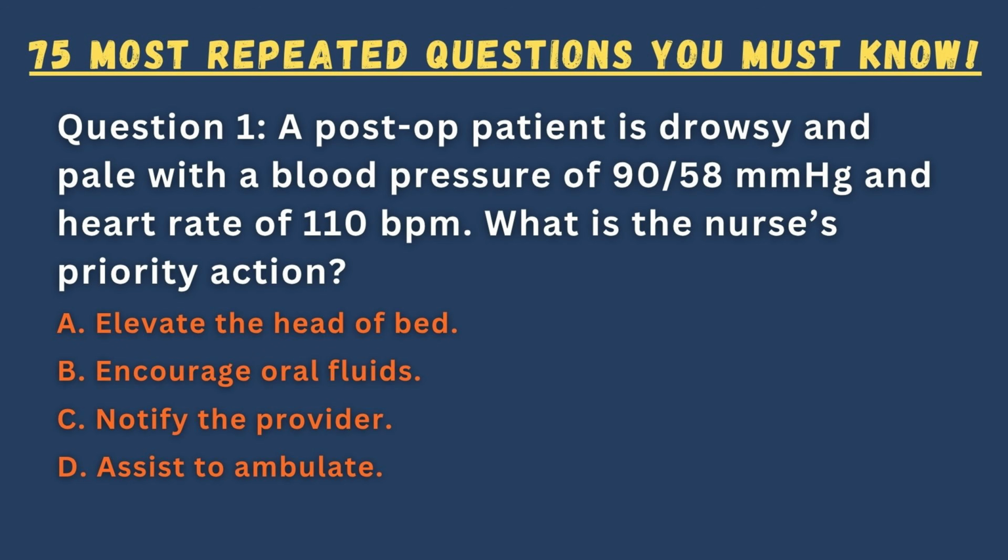Question 1. A post-op patient is drowsy and pale with a blood pressure of 90/58 mmHg and heart rate of 110 bpm. What is the nurse's priority action? A. Elevate the head of bed. B. Encourage oral fluids. C. Notify the provider. D. Assist to ambulate.